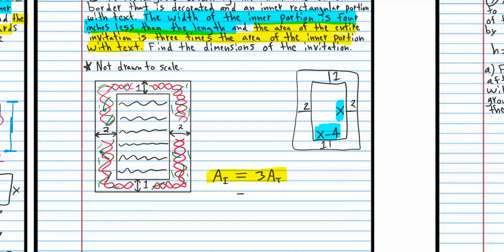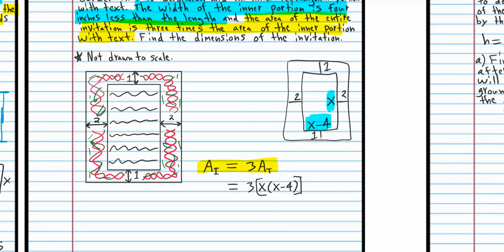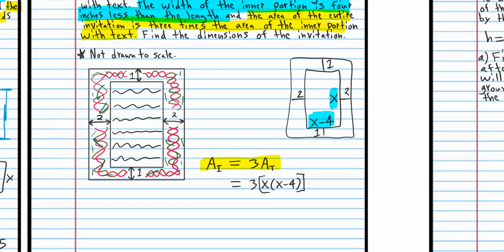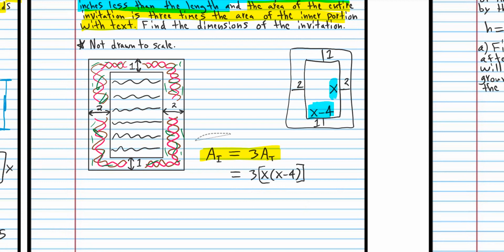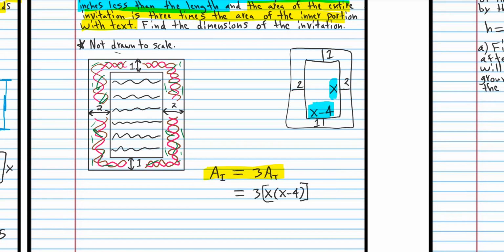So we can start with the area of the inner text part, AT. That's going to be really easy because the inner part is a rectangle, and the area of a rectangle is just length times width. So we just do x times x minus 4. I guess we can put brackets just so you can be sure what's going on. And the area of the entire invitation is, again, length times width because they're both rectangles. We want to find the area of the entire rectangle, so we just take the width and multiply it by the length.